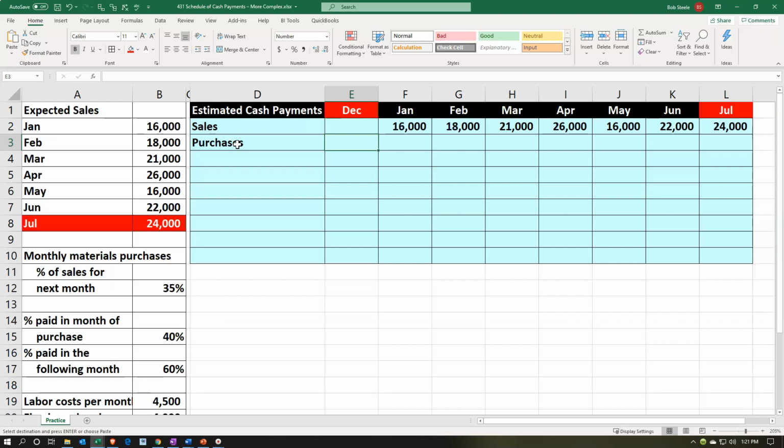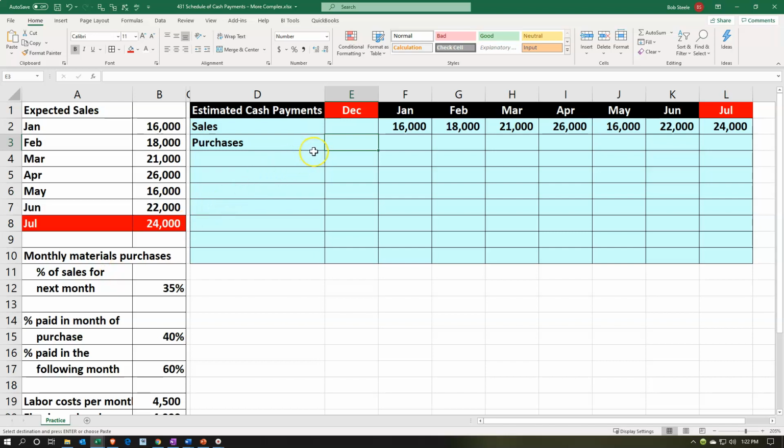So December is outside of the range we're focusing on, which is January through June, but we still need it. So I'm going to include it in the table for the components necessary to do the calculations in the periods that we are looking into. So we then have the purchases. We're saying our monthly material purchases are a percent of the sales for next month.